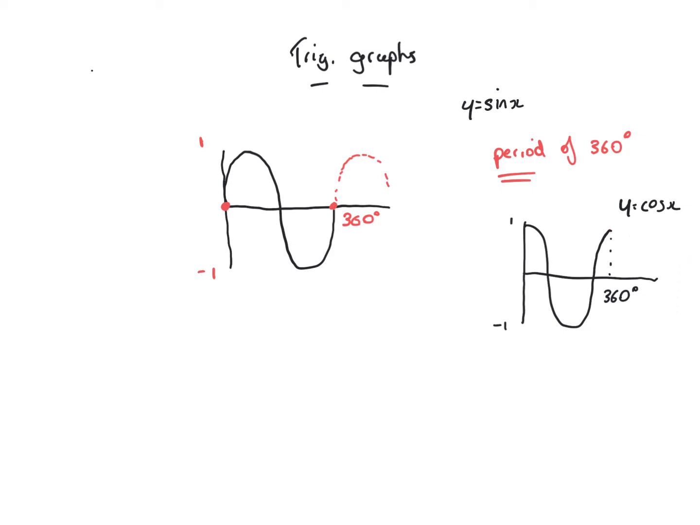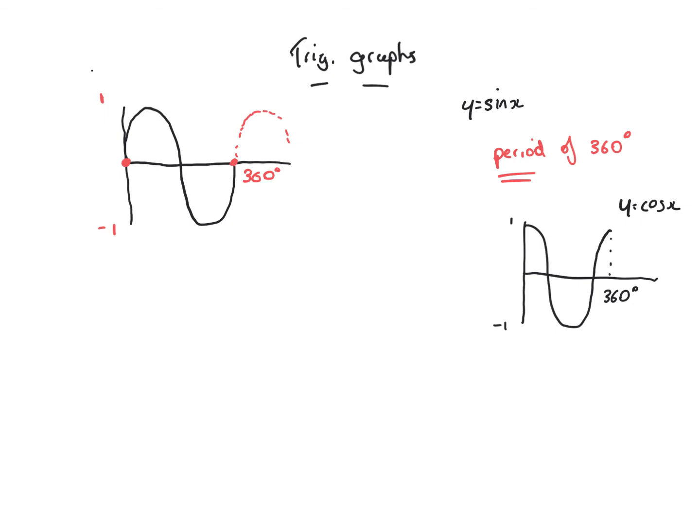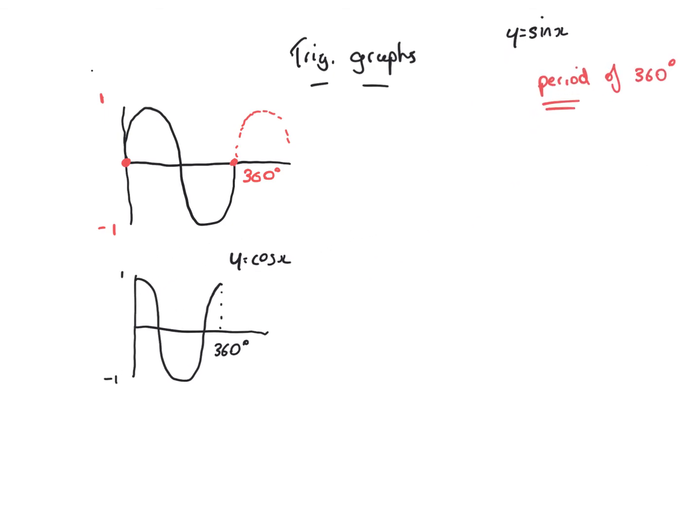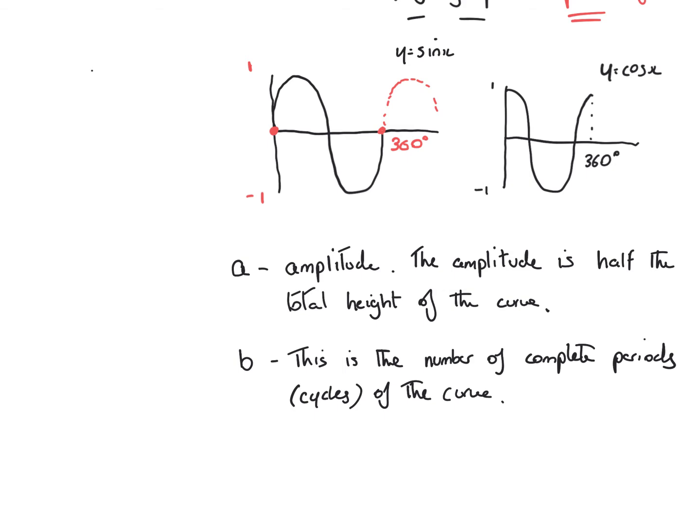Okay, now what we can do is manipulate these curves, both y equals sine x and y equals cos x, and that's what we're going to start to look at just now. Okay, so let's introduce these two letters. A is called the amplitude. The amplitude of the curve is half the total height of the curve. We would call that the amplitude.